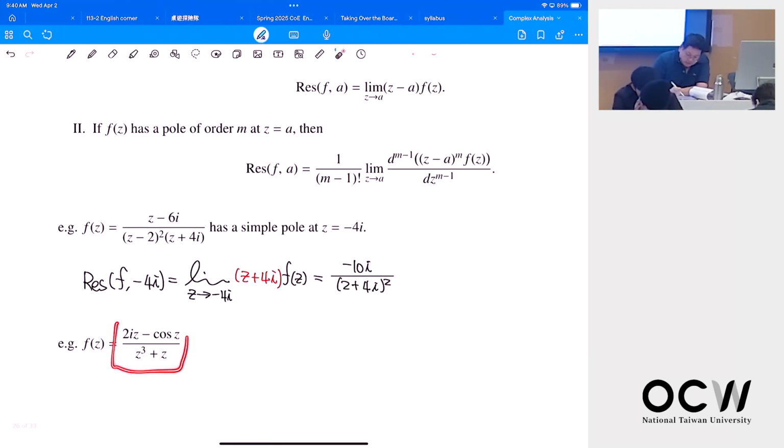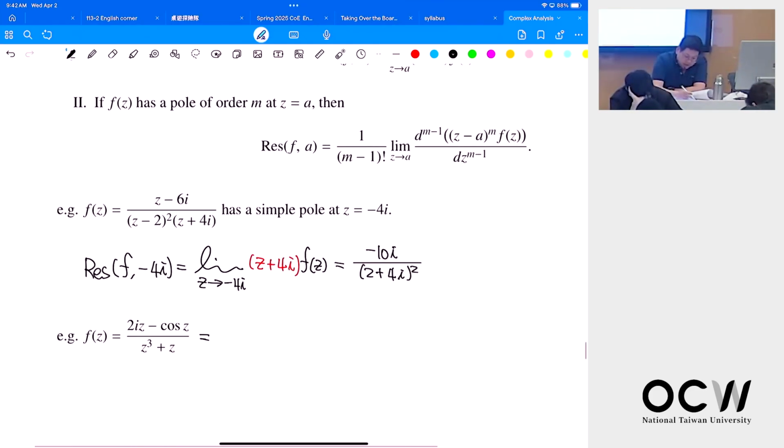I have (2iz minus cosine z) divided by (z cubed plus z). Let me give you 2 minutes. Just tell me what the poles are in this fraction, and also determine whether each pole is a simple pole, a double pole, or a pole of order what? First, how many poles do we have? 3. And what are they? 0, minus i, i. Yeah, okay.